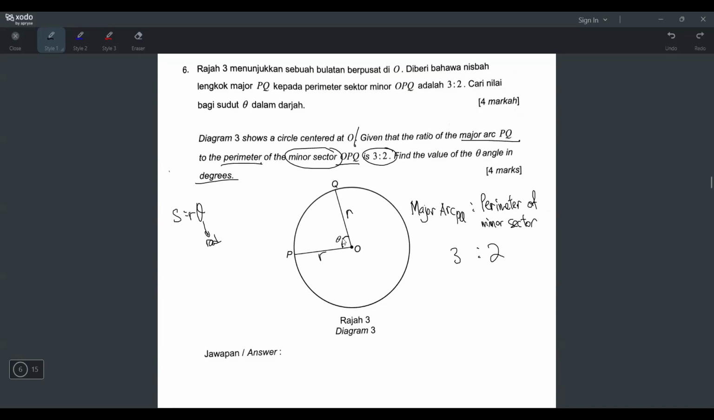So let's assume this theta is in radian. What would be this theta then? If this theta is in radian, what would be this theta? 360 minus theta. No, right? It should be 2 pi minus theta.